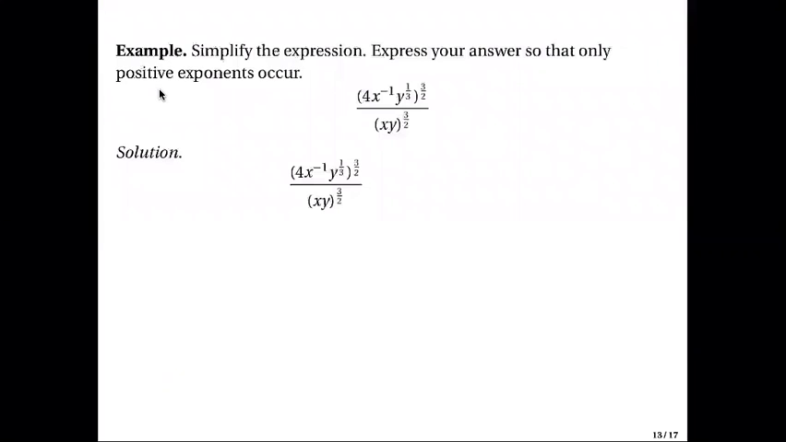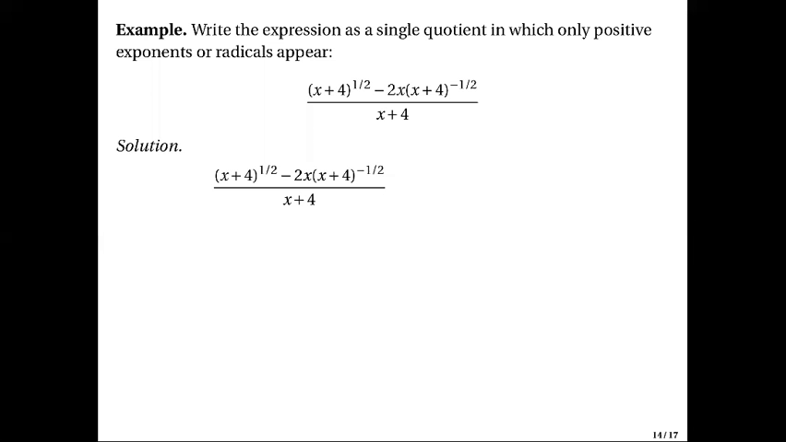So we want to simplify the expression, express your answer so that only positive exponents occur. So we have these rational expressions combined with exponentials with fractional exponents. Next example, we have x plus 4 raised to 1 half minus 2x times x plus 4 raised to negative 1 half all over x plus 4.